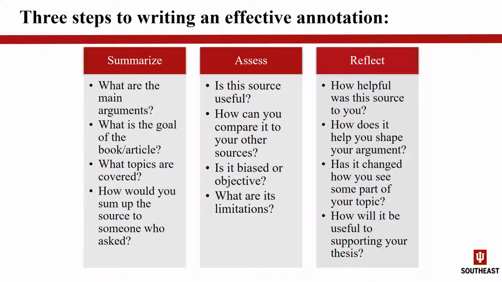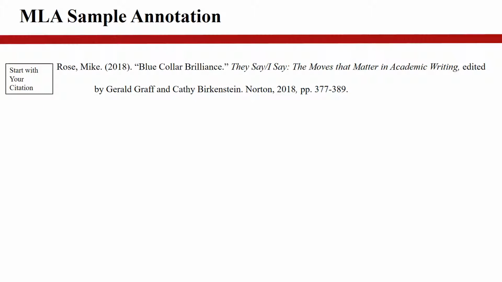To help visualize what an annotation looks like using the steps we just discussed, here is a sample annotation in MLA format. The first move you'll want to make is accurately and appropriately citing your source in the documentation style assigned by your professor or used in your discipline. Note that this citation is for a chapter in an edited collection. Please also note that the only line of an entire annotation that is aligned with the left margin is the first line of each citation. Every subsequent line will use hanging indentation.